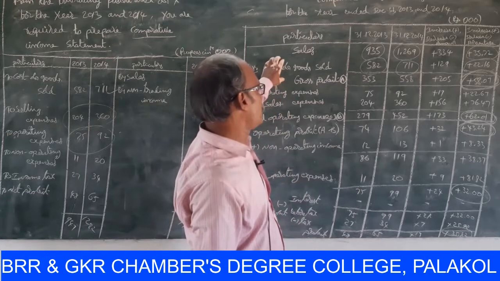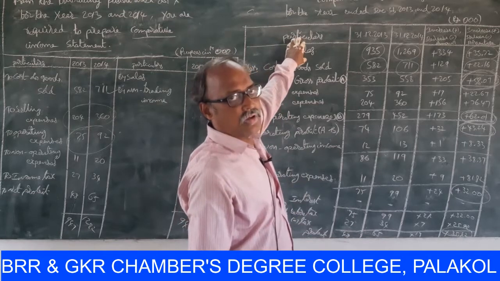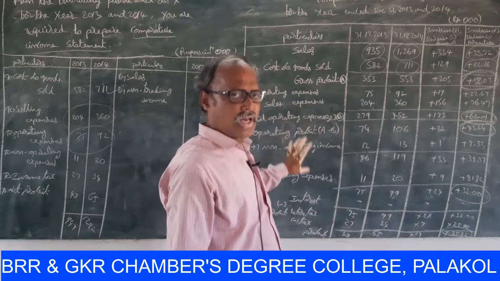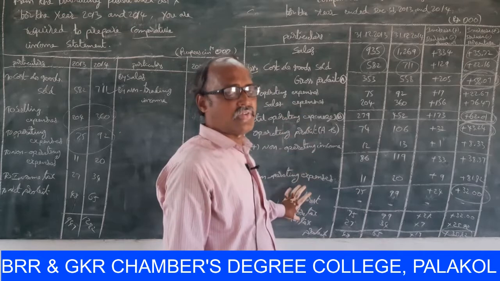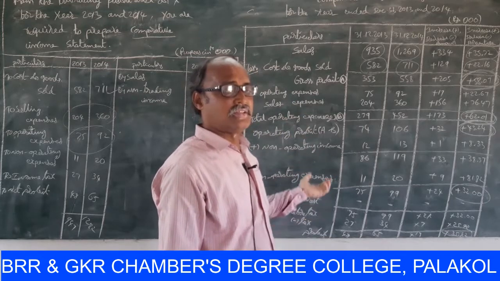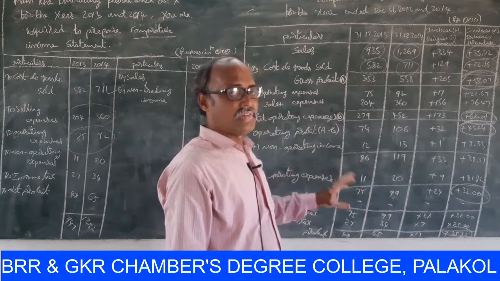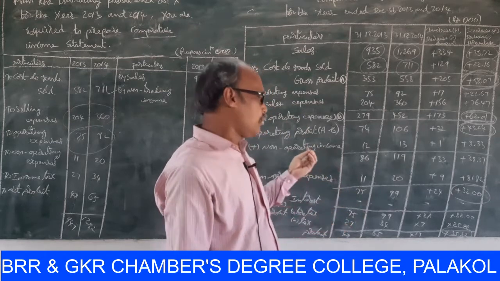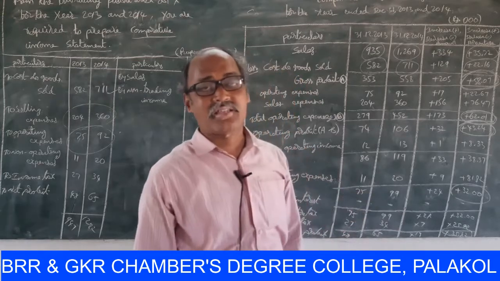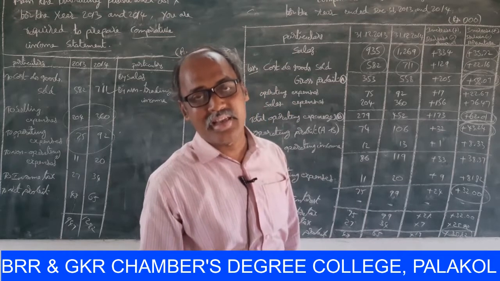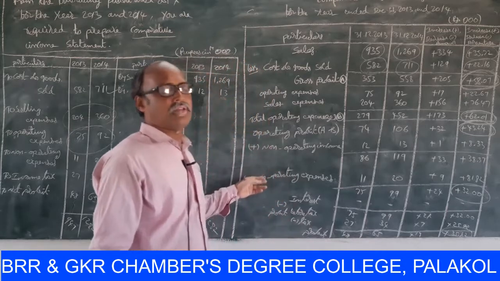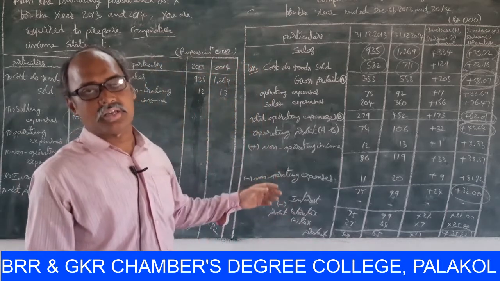Totally, cost of goods sold is lower than the sales value. Operating expenses are under control. So, the financial position of the company is in satisfactory mode. Because the profit is increased when compared with the previous year data, 35.42%. That's why the Excel Limited company's financial position is in satisfactory mode. So, this is a simple problem in comparative income statement.